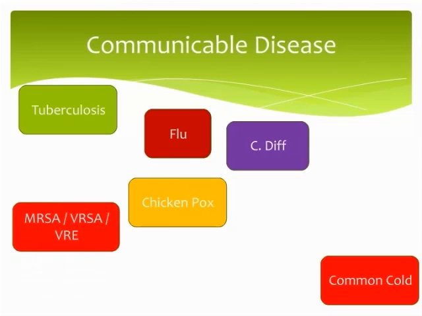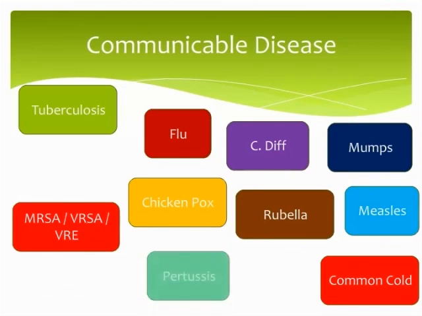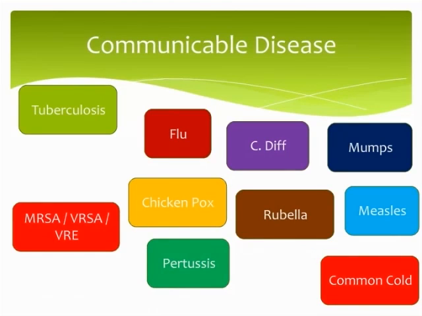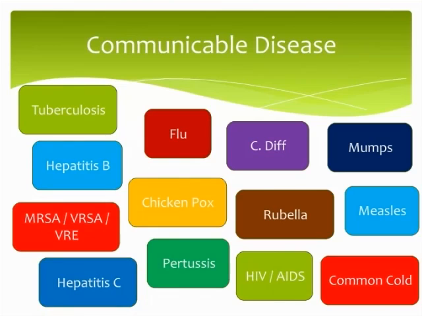There are some other less common communicable diseases which we tend to get vaccines for, making them less likely to be seen, including measles, mumps, and rubella, pertussis, or whooping cough. A subset of communicable diseases also includes bloodborne pathogens, such as HIV/AIDS, hepatitis B, and hepatitis C. We'll talk more about bloodborne pathogens in upcoming slides.